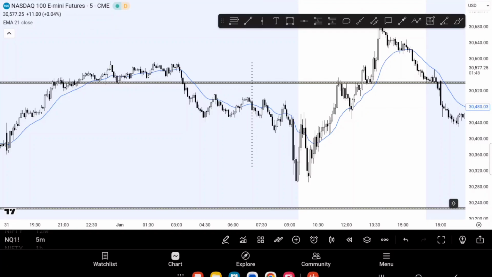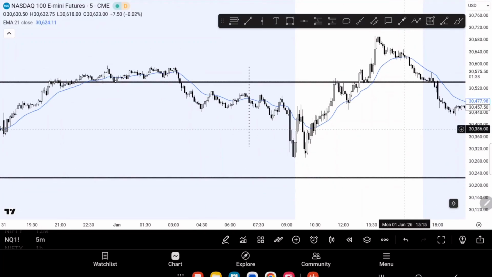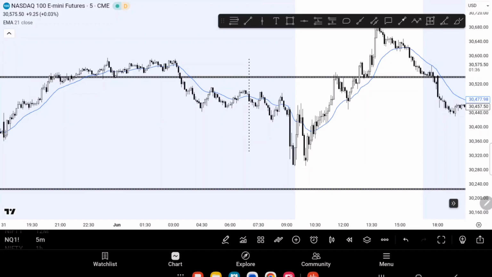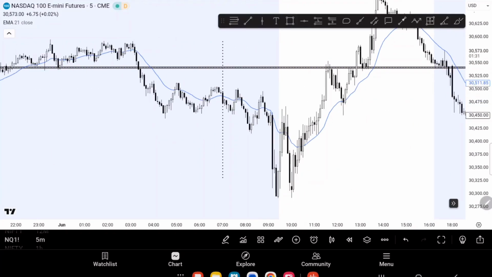This is the June 1 analysis, so the Monday, the first day of the month. So let's get right into it. You guys know it by now that I always mark out my previous day high and the previous day low, and I start watching the market from 7 a.m. EST. Now, always remember about the context.